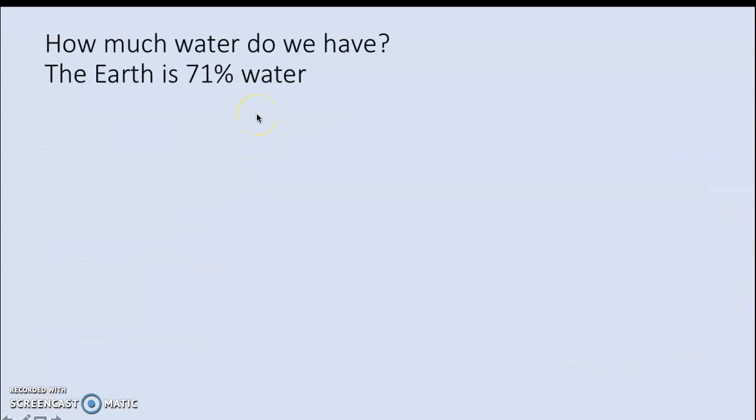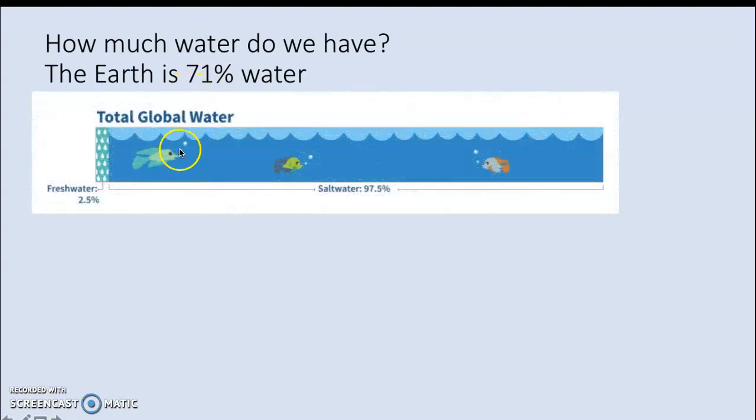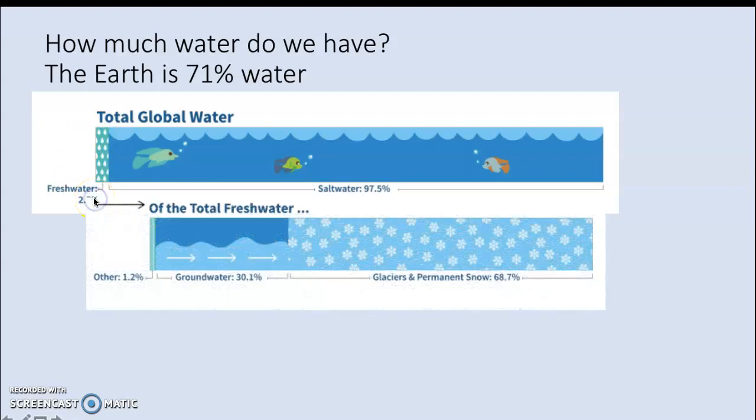The Earth, of course, water planet, 71% of its surface is covered in water. That is locked up in two different ways. We have salt water and we have fresh water. Most of the water on the planet is salt water that is undrinkable by living things because of the minerals dissolved in it. That's what salt water means. So 2.5% of the water on the planet is actual usable fresh water.